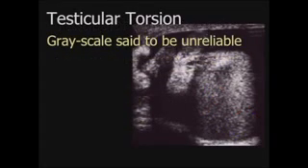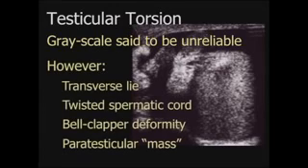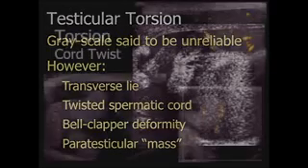Now, the grayscale appearance is said to be unreliable, and that I think is in general true. However, I think most of you that have much experience or that start doing this are going to realize that the grayscale appearance is almost never normal. So these testes often have a transverse lie. You may actually see a twisted spermatic cord. You may be able to identify a bell clapper deformity, and there is often a paratesticular mass or pseudomass.